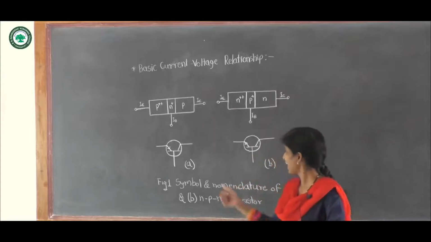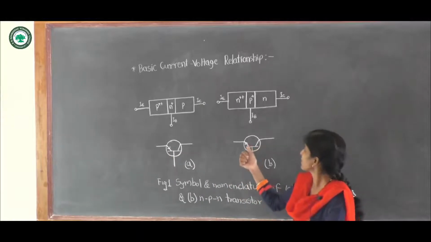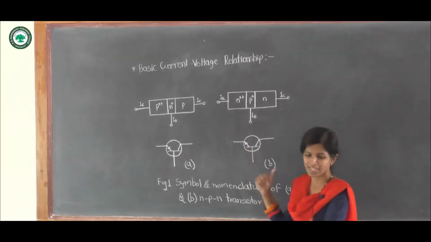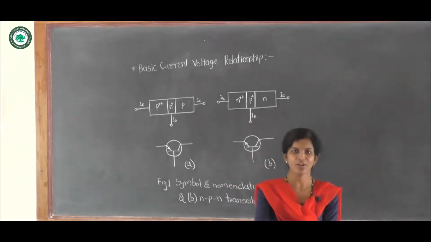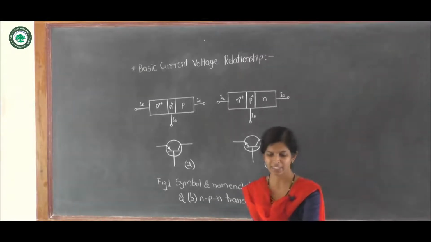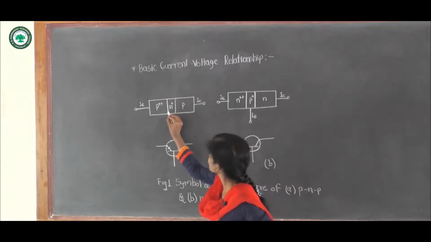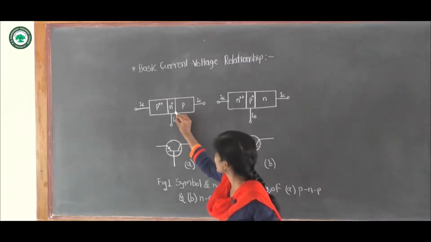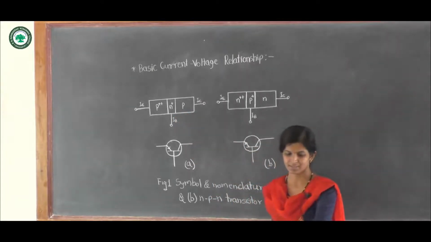So the arrow which is inward in case of PNP transistor, and this arrow which is outward in case of NPN transistor, indicates the direction of current flow under normal operating condition. That is, for the normal operating condition, the emitter junction is forward biased while the collector junction is reverse biased. That is, this emitter-base junction is forward biased and this base-collector junction is reverse biased. Similar is the case for NPN transistor.